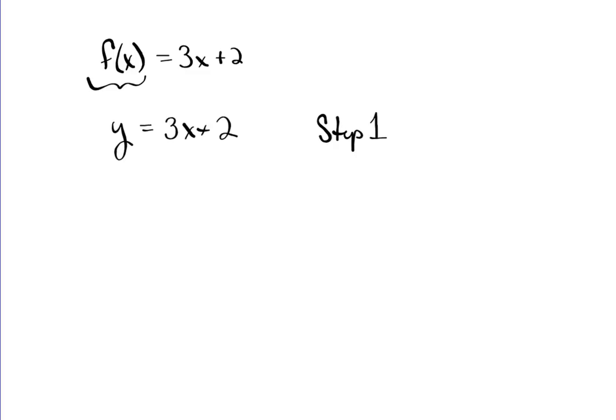My second step is now to switch the x's and the y's. I'm going to take the y, stick it in place of the x, and I'm going to take the x and put it in place of the y. So now I get x equals 3y plus 2. And so this is step 2.